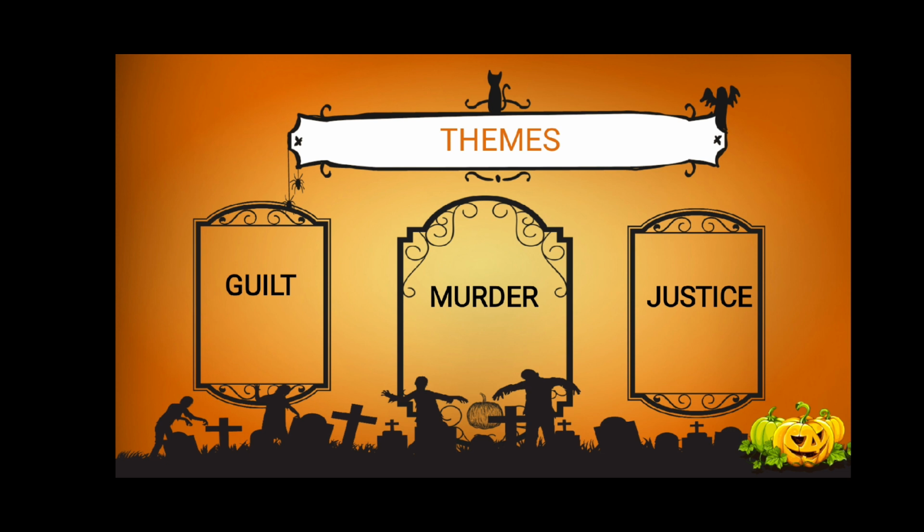The next theme is the theme of murder. The theme of murder is central and pervasive throughout the story. The novel follows a group of people who are invited to an island off the coast of England, only to find that they are being systematically murdered one by one.